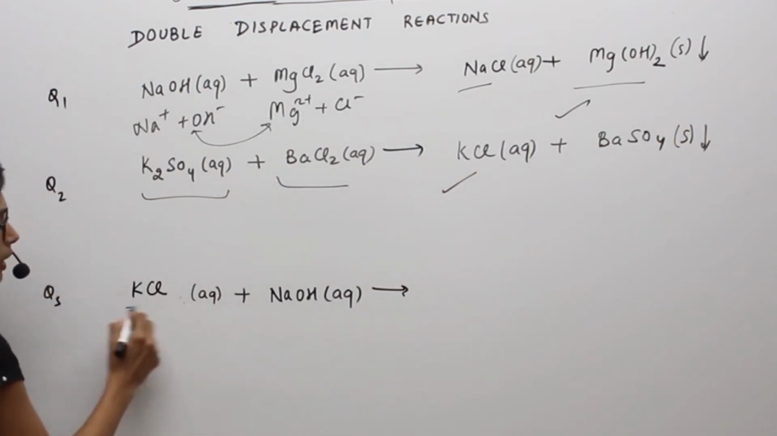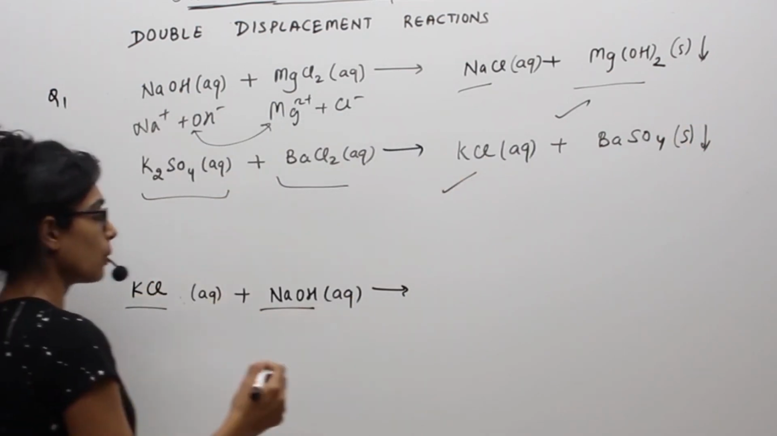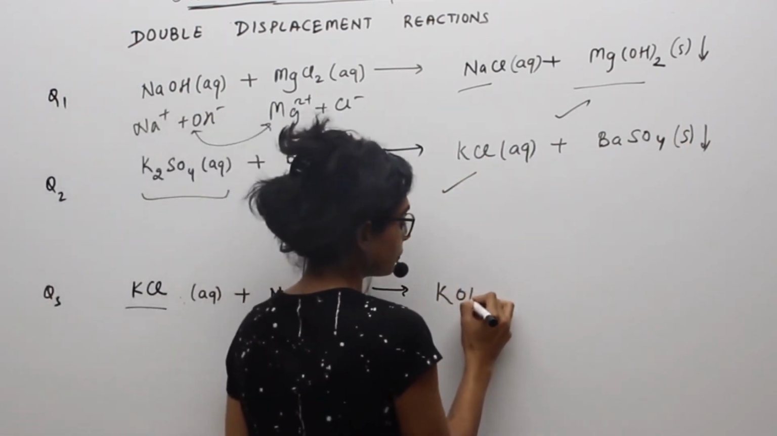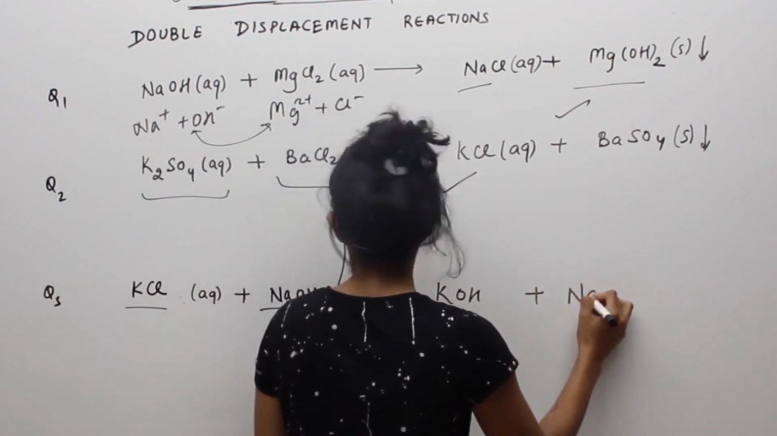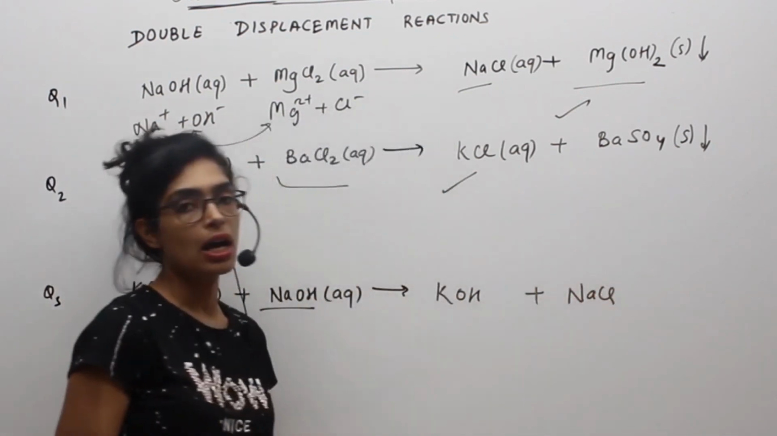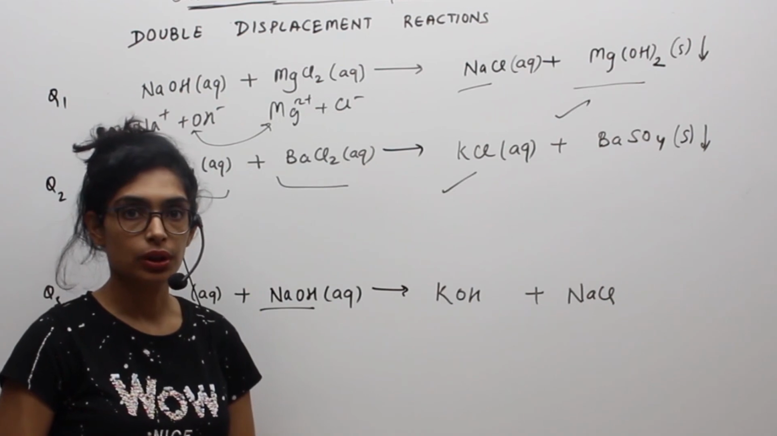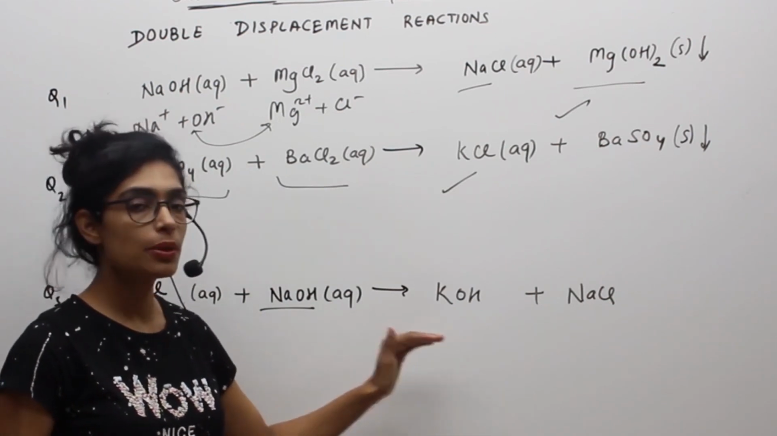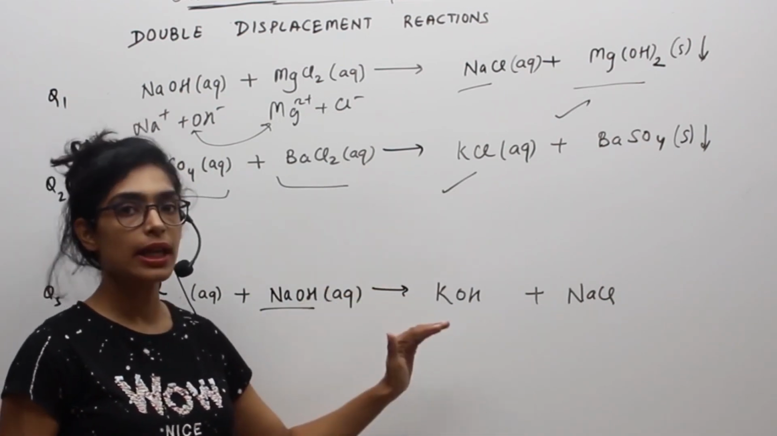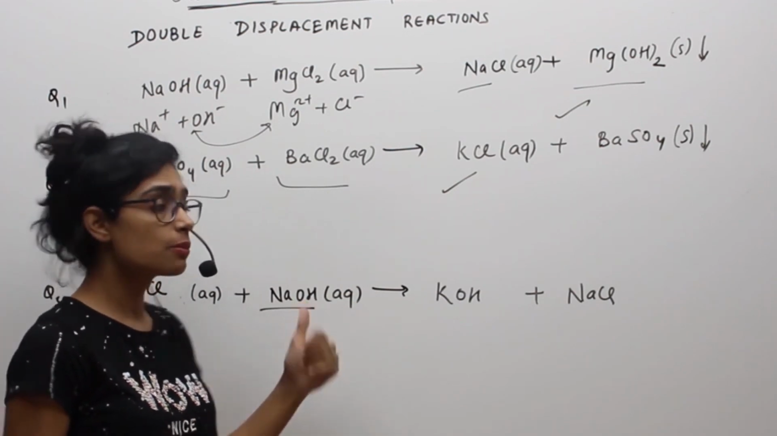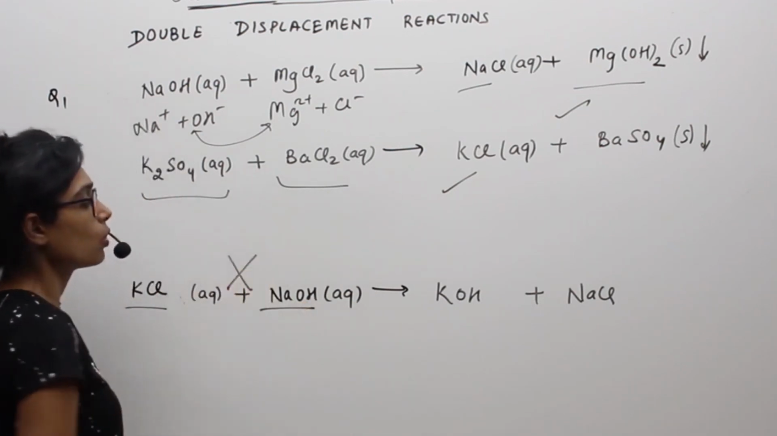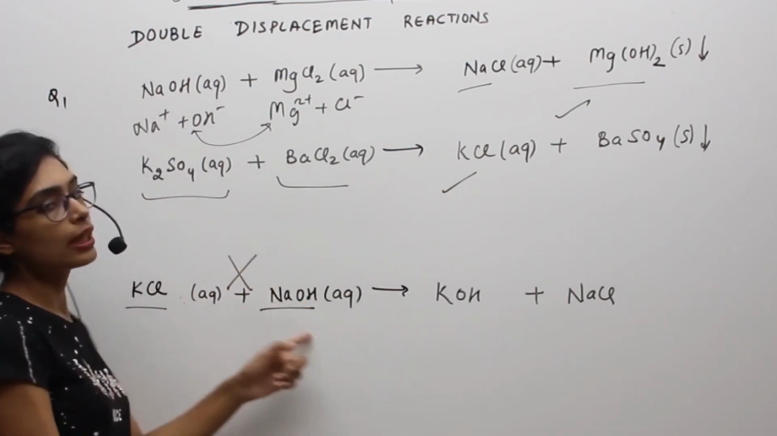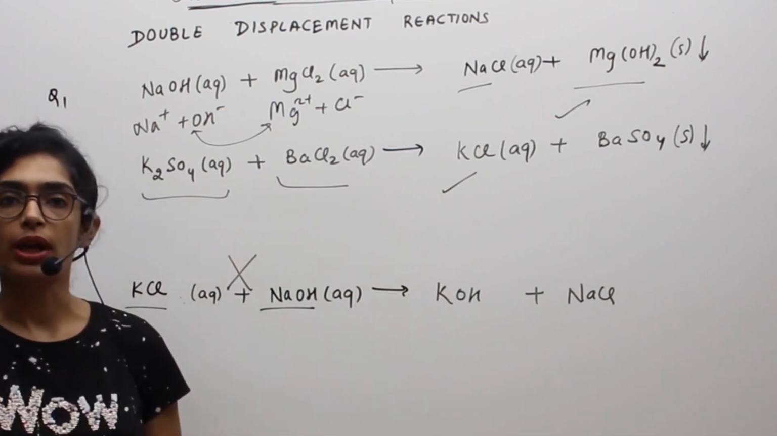Come to the next one, KCl and NaOH. Now the products forming are KOH and NaCl. Both are soluble in water. So will they form any precipitate? No. Are we getting any volatile gas over here? No. So is this reaction a double displacement reaction? No. So this reaction will not take place as a double displacement reaction at all.